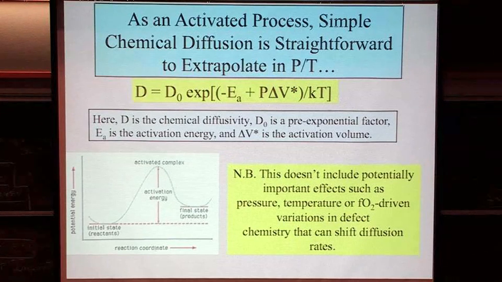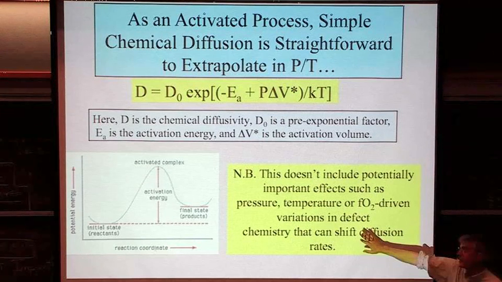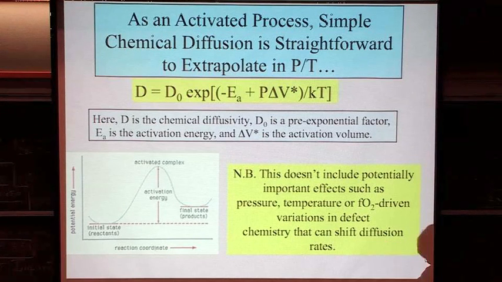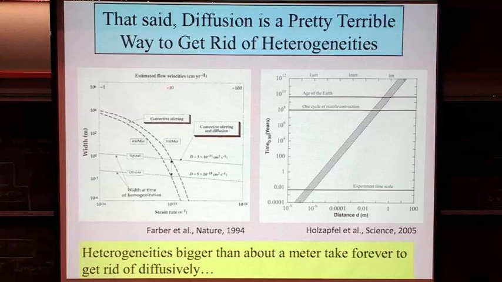Now, the key part is, and this is the thing that we've been talking about for the last 5 minutes, that this doesn't include pressure, temperature, or oxygen fugacity variations in defect chemistry that could almost certainly shift diffusion rates. Okay, so diffusion's hard. It's complicated. The one sort of, I won't say saving grace in this, and this is the penultimate figure of one FEMG study, is that diffusion is a pretty lousy way of getting rid of heterogeneities. That is, diffusion in most silicates is really slow. You saw that in the perovskite with a 200, 300 nanometer diffusion profile over 24 hours.